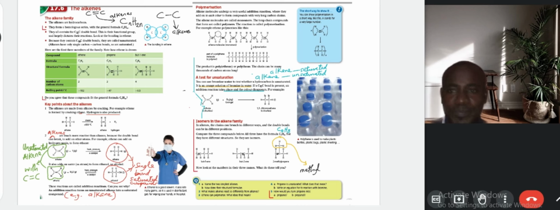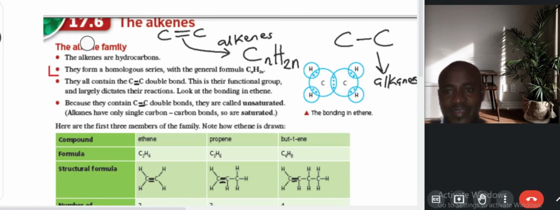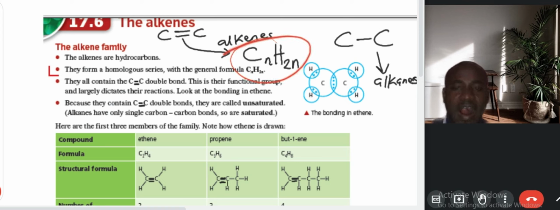Okay, so this is about alkenes, which is also a family of hydrocarbons. The alkenes. The other homologous series. Now, the homologous series of alkenes is CnH2n. That's the general formula of all alkenes.